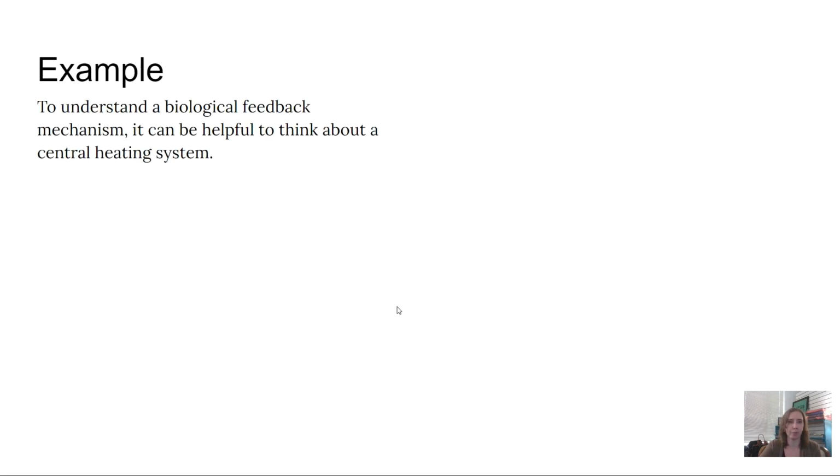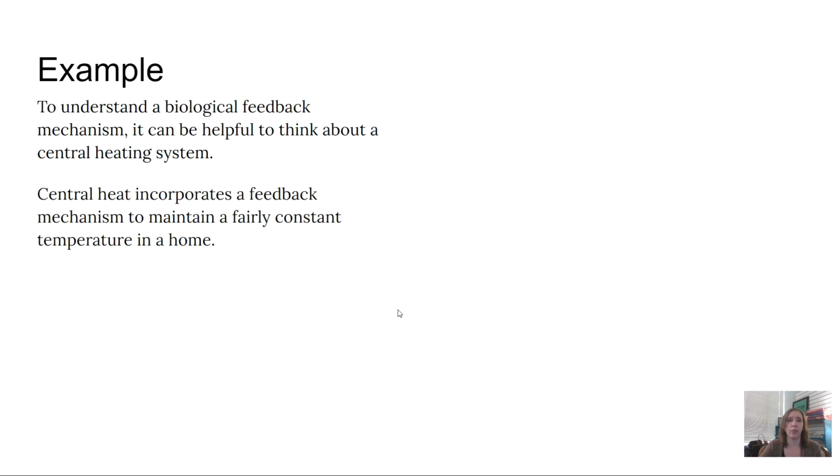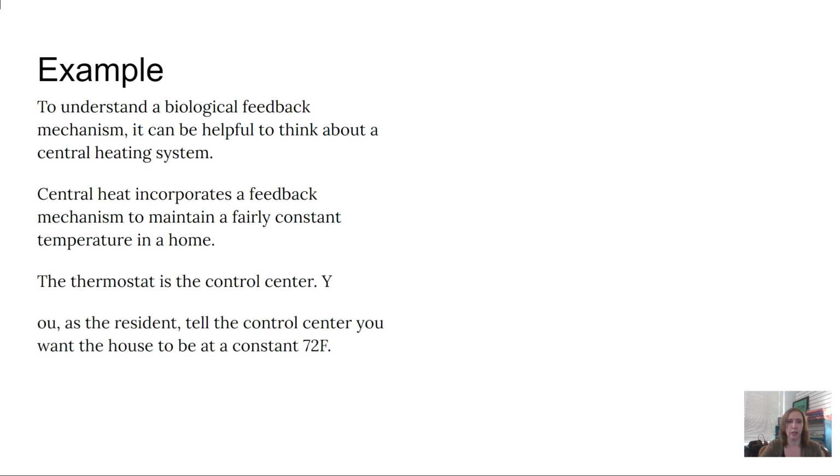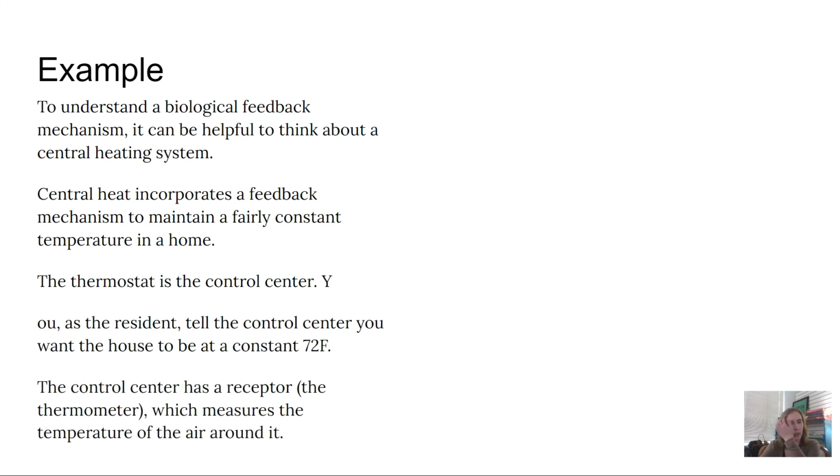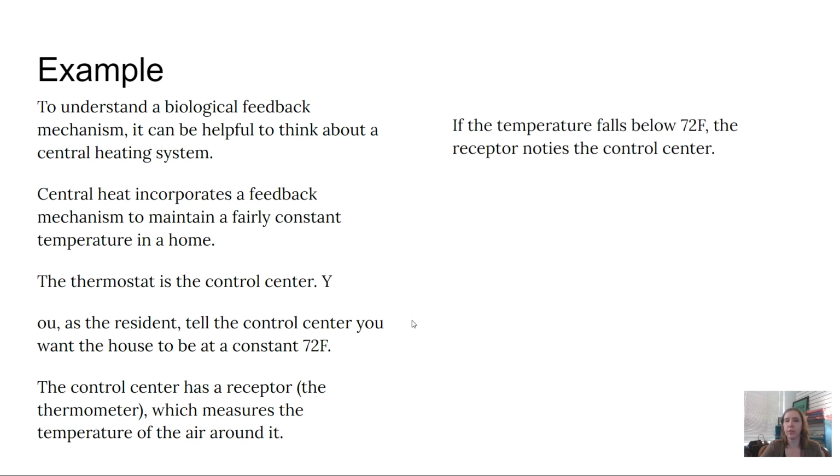An example: when we think about biological feedback mechanisms, it can be helpful to think about a central heating system. Central heat incorporates a feedback mechanism to maintain a fairly constant temperature in a home. The thermostat is the control center. You, as the resident, tell the control center you want the house to be at a constant 72 degrees Fahrenheit. The control center has a receptor, or the thermometer, which measures the temperature of the air around it. If the temperature falls below 72 degrees Fahrenheit, the receptor notifies the control center.